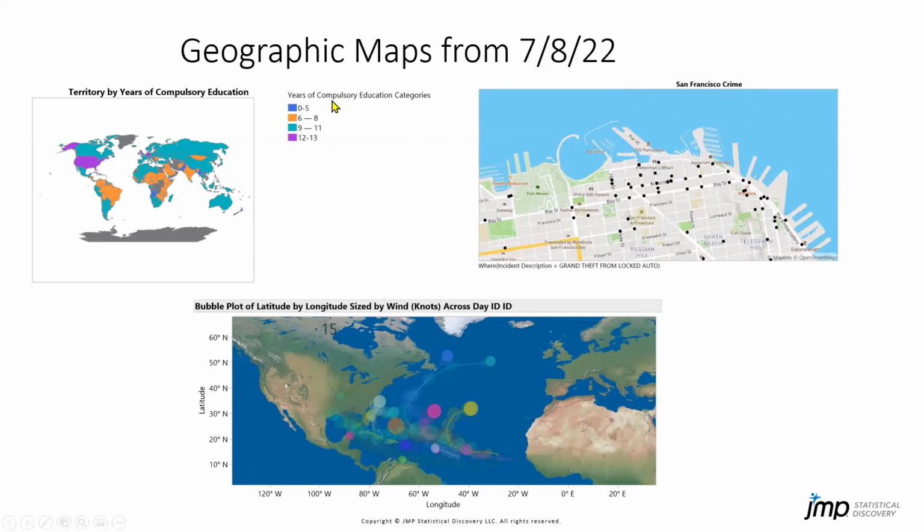These are some examples they went over. They took a look at a world map, overlaid some education data, San Francisco crime data overlaid, and then a pretty cool bubble plot that was animated for a storm that could track the eye of a storm as well as the wind speeds. So the geographic maps, as we're calling them, come with JMP, they're built in, and JMP will automatically search for those files and maps given what's in a column name.